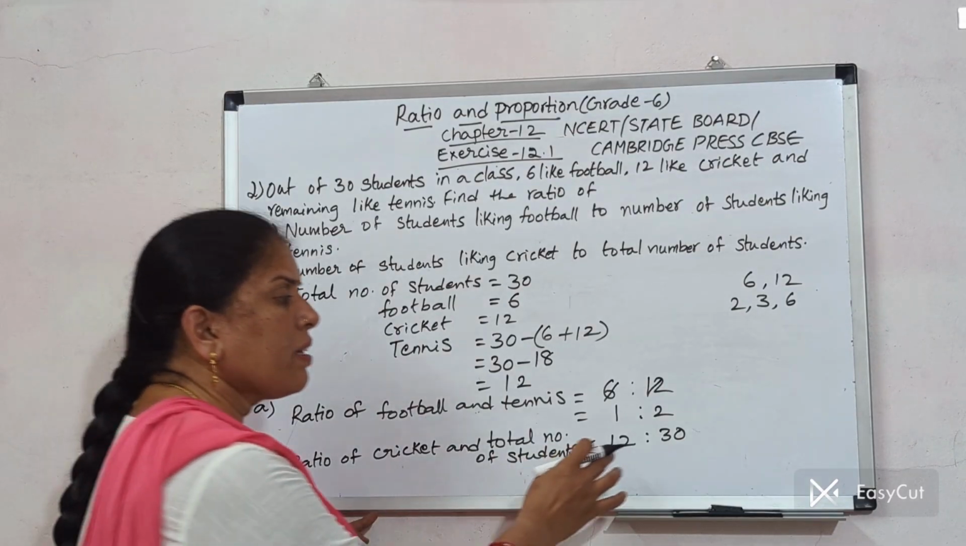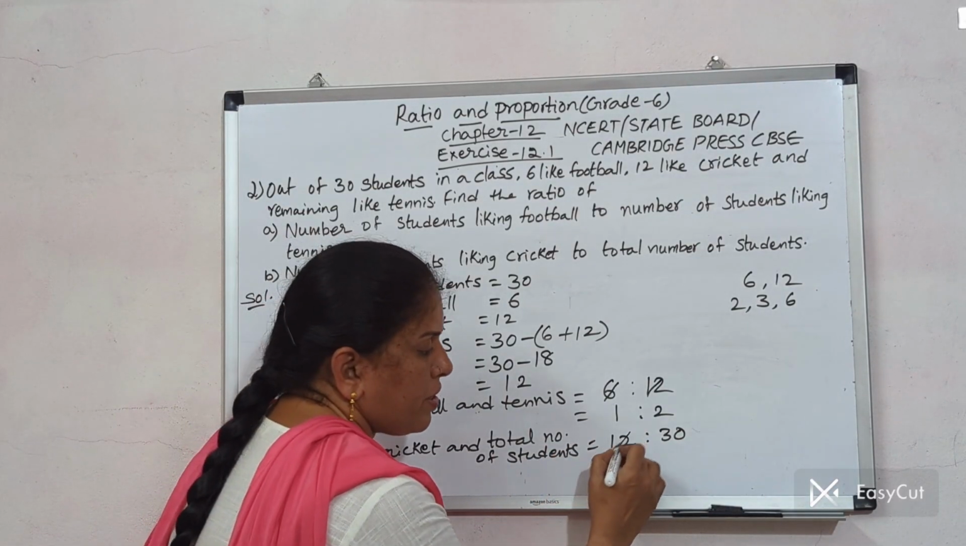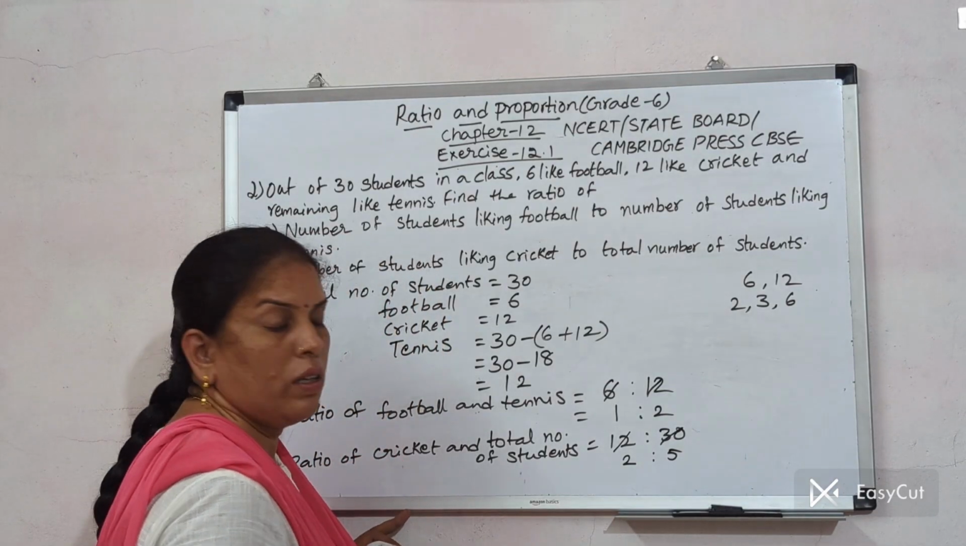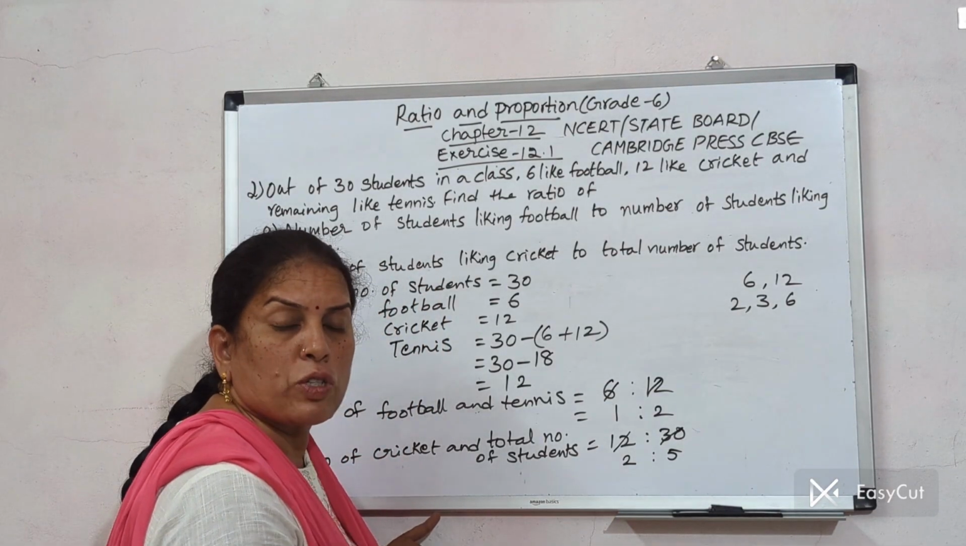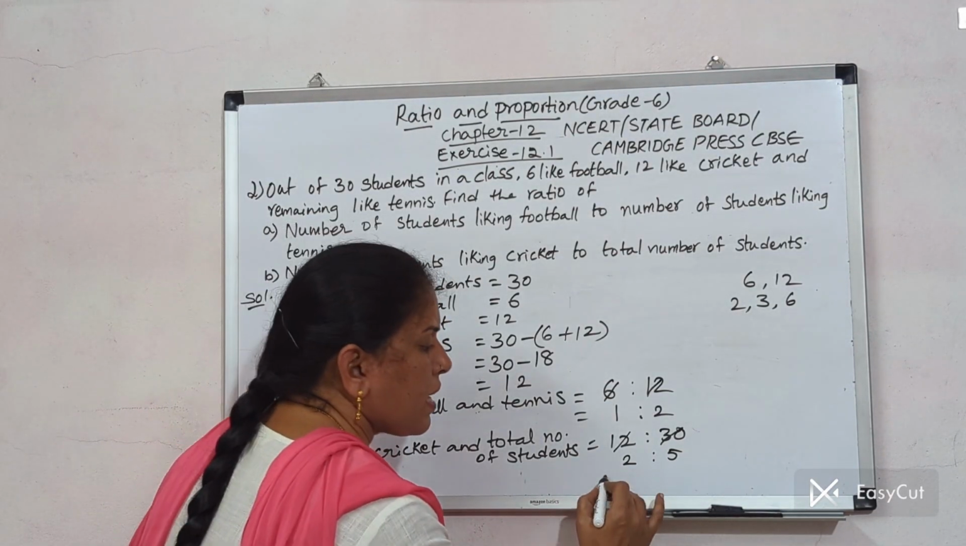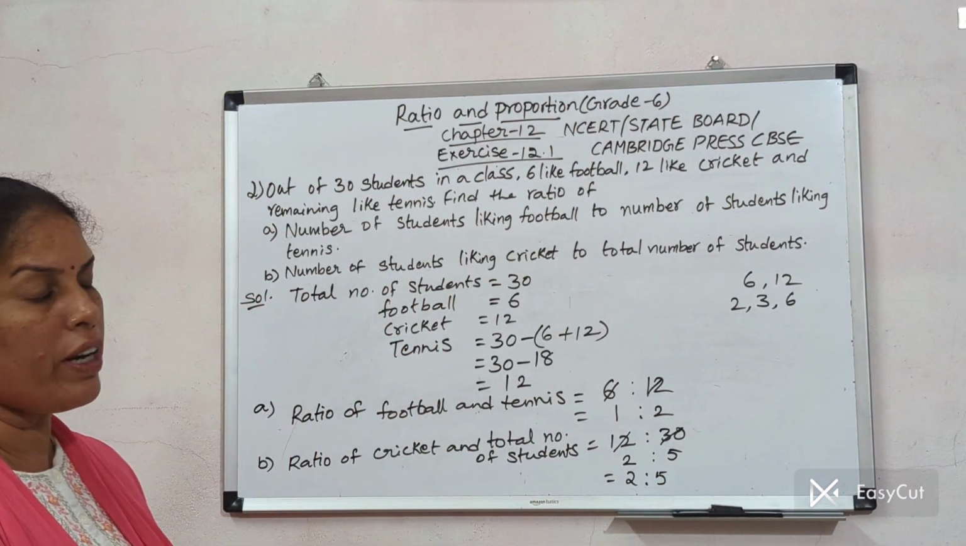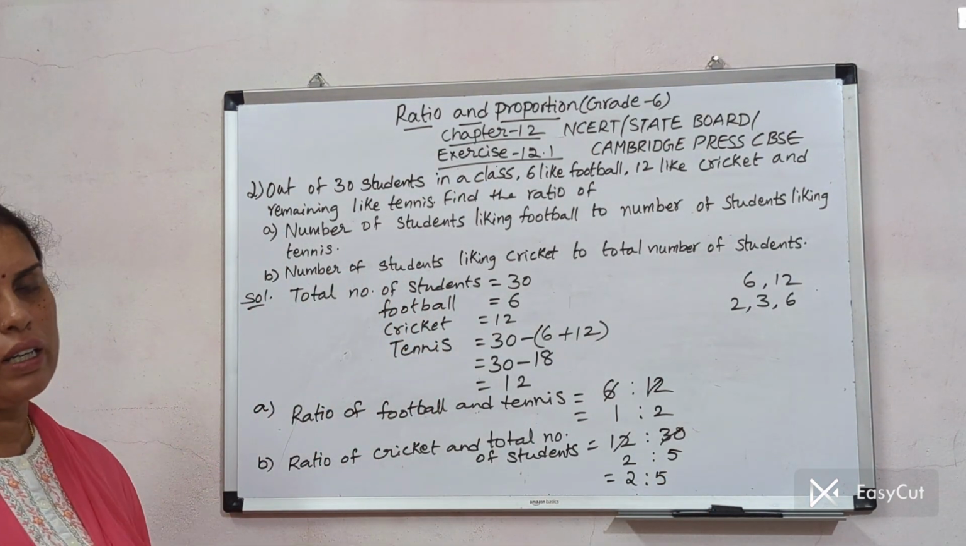6. So I am dividing these two numbers by 6. 6 2 is 12, which gives 2. 6 5 is 30, which gives 5. 2 and 5 are co-primes, not having any common factor. So what is the answer? 2:5 is the answer. All of you understood? Like this we need to solve the given question.